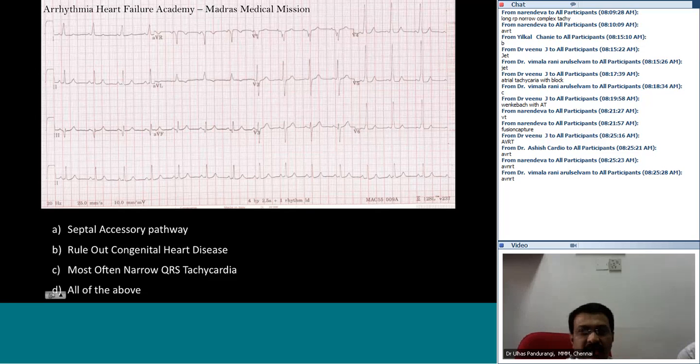Okay, so to begin with, you have this pre-excited sinus rhythm ECG. After looking at this ECG, should we consider this as a septal accessory pathway? Should we really look in this baby, is there any congenital heart disease? Should we presume that this baby, if it gets into tachyarrhythmia, it is most often narrow QRS tachycardia? Is it all of the above? Srinivasan, now, what do you say?